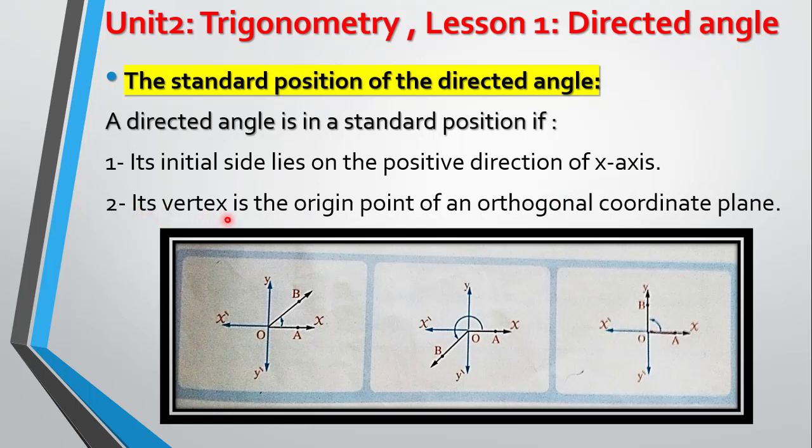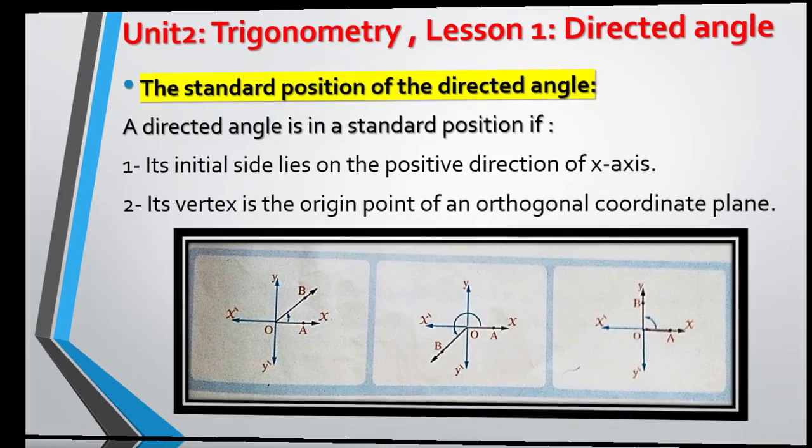Condition number 2, its vertex is the origin point of the orthogonal coordinates plane. So here the vertex is 0 and 0. Here the vertex is 0 and 0. Here also this is the origin. So the origin point 0 and 0 is the vertex of this angle. So if you have an angle in a standard position, it means that the vertex is the origin and the initial side lies on the positive direction of x-axis.